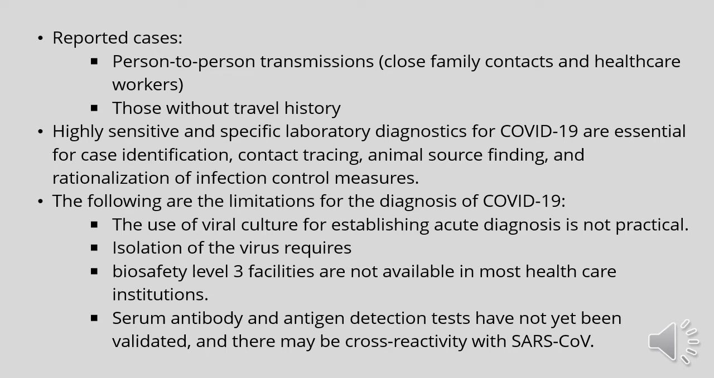So there are a lot of varieties of SARS-CoV. Right now we have this novel coronavirus or SARS-CoV-2, and they are like a family. So the results may be mistaken as coronavirus even when it is not.